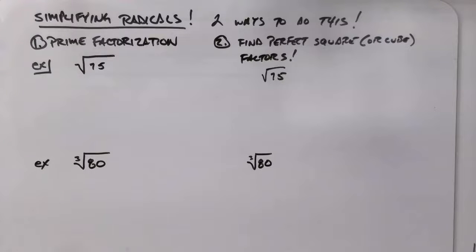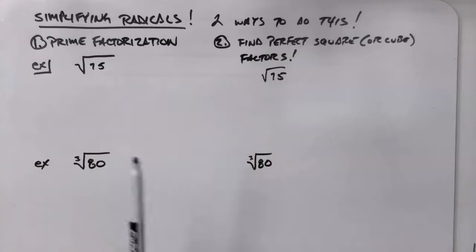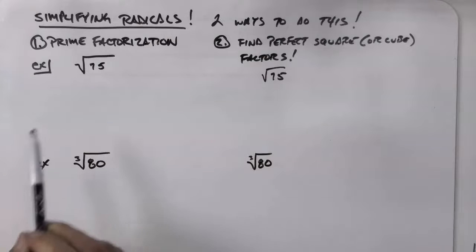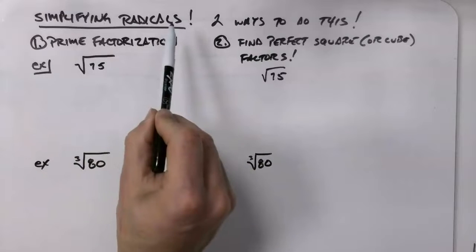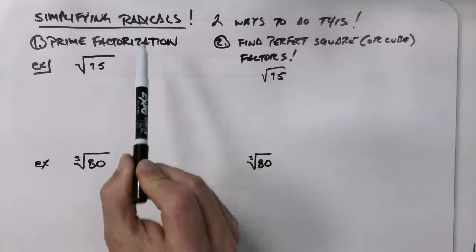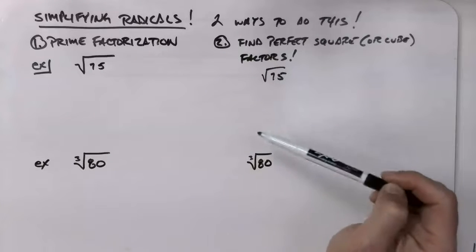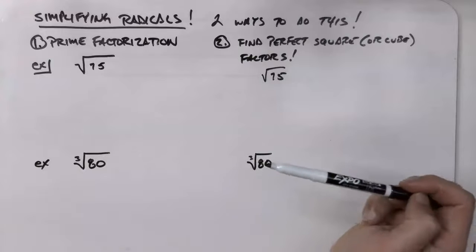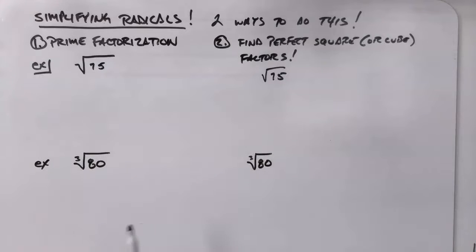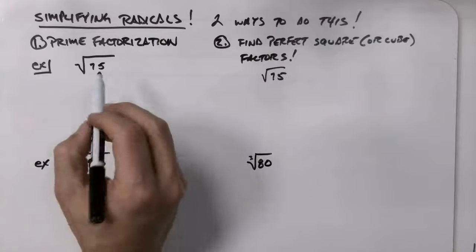I have 2 examples here. I have the square root of 75. I wrote it twice because I'm going to do it 2 different ways. There's 2 approaches to these. And the cube root of 80. The one way to simplify a radical is to do a prime factorization, or a factor tree. The other way is to find perfect squares, or perfect cubes, or whatever the index of the radical is. So I just want to go to prime factorization. Most students are good with this. You just take a number and you do your factor tree until you get to primes.